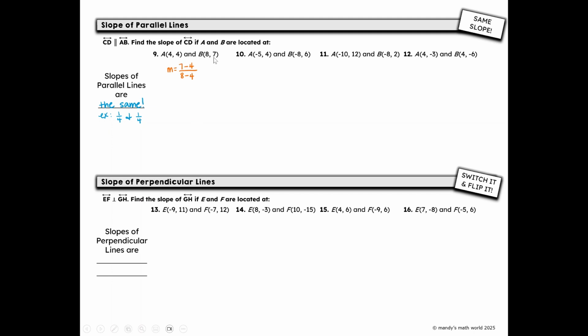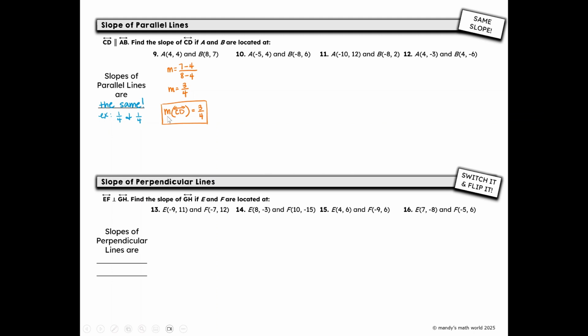In the first one, I didn't label, I just did 7 minus 4 over 8 minus 4. If you need to label, please continue to do so. And if I'm going too fast for you, pause the video, rewind it, whatever you need to do. So now I'm going to simplify. 7 minus 4 is 3. 8 minus 4 is 4. The slope of line CD is going to be 3 over 4.